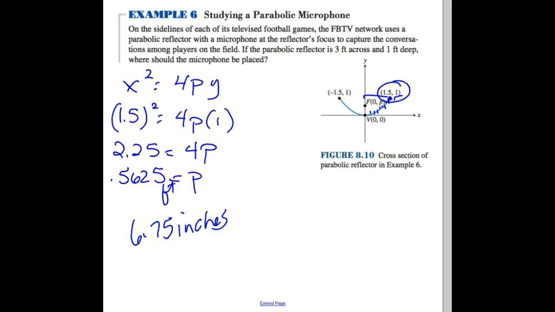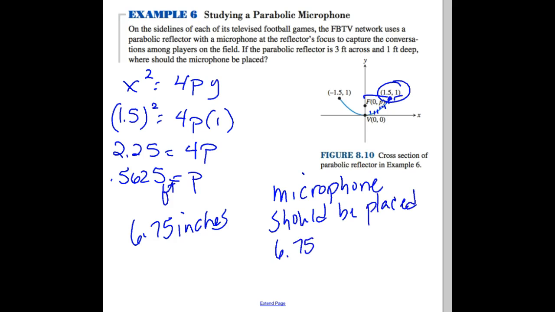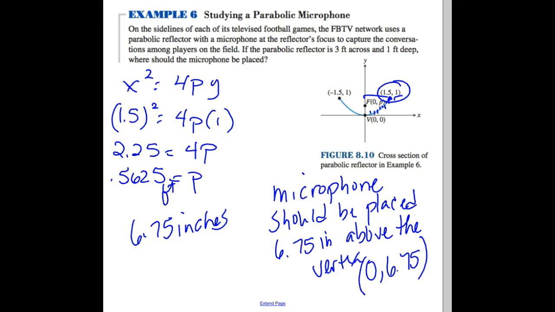So we would want to place the microphone 6.75 inches above the vertex, on that line of symmetry. So it would have coordinates (0, 6.75) based on the picture we have.